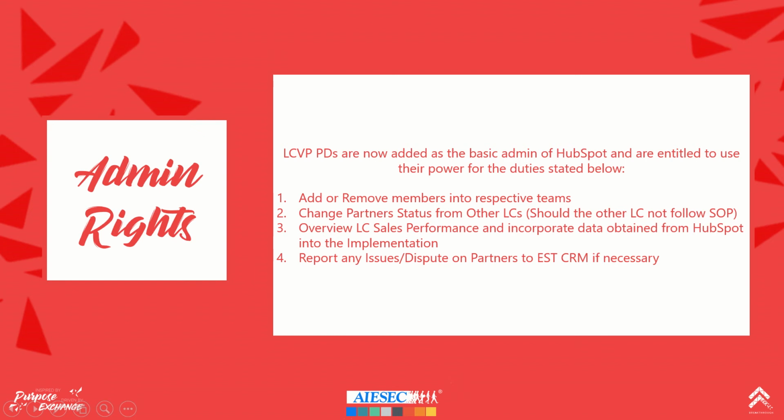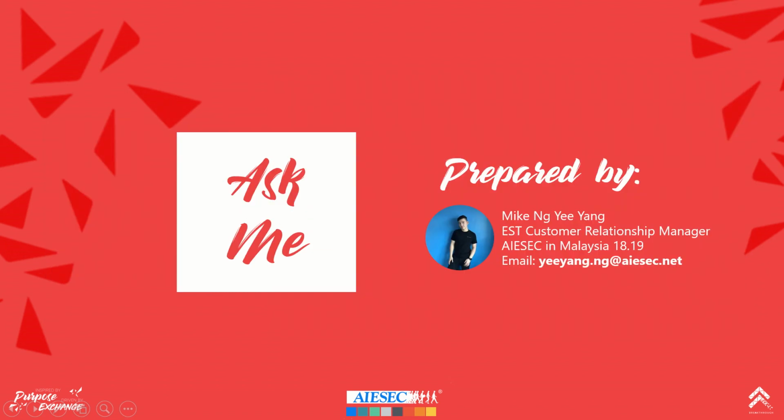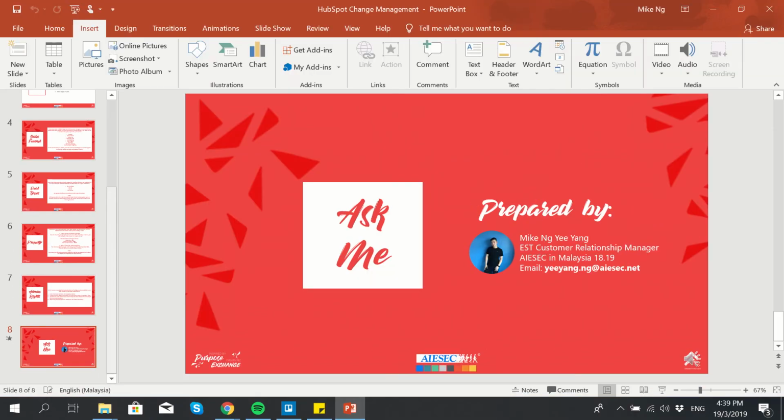And yeah, the last 2, to make sure that it's actually implemented, is basically you need to overview your LCCs' performance and incorporate all the data directly obtained from HubSpot into your implementation of your meetings or whatever it is. And lastly, report any issues and disputes on any partner-related matters to EST, which is me, if necessary, so that I can help you all clarify any situation. Okay, so that will be generally it for our so-called education.